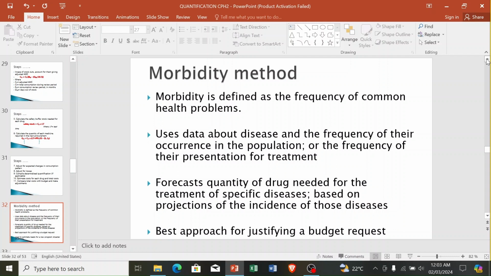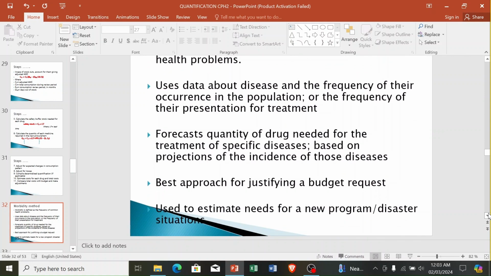So this method uses data about the disease and the frequency of its occurrence in the population, the frequency of presentation for treatment, and then the forecast quantity of drug needed for the treatment of a specific disease based on the projection of the incidence of those diseases. And then we have the best approaches for adjusting budget requests, and it is used to estimate needs for a new program or disaster situation.